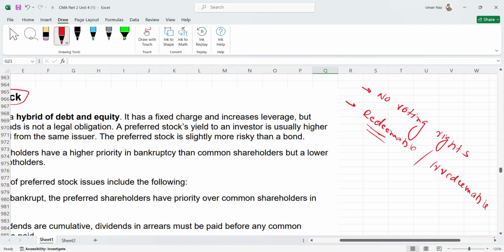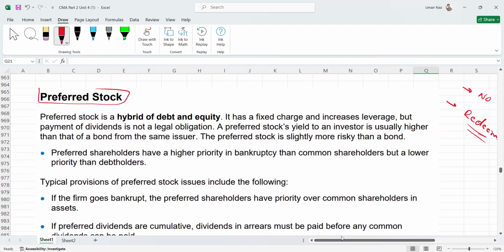But please remember, dividend is not a legal commitment here. I'll explain that a little bit later. Then what are irredeemable preferred stocks? Irredeemable means, say, like a common stock. If the company is issuing preferred stocks and they are irredeemable, we will not buy them back from the investors. And if investors want to sell these stocks, they have to sell to potential investors.